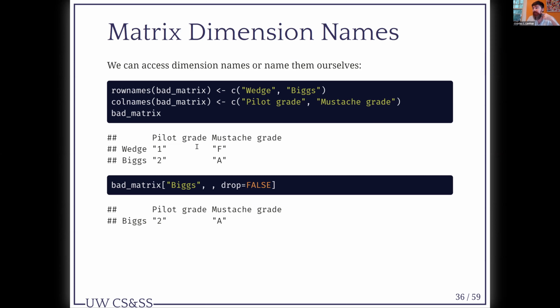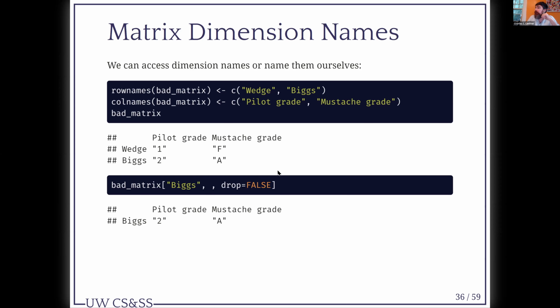I could subset this matrix over here. Let's say that I want bad matrix, give me only the bigs row, this one, and it will return to me 2 and A, the appropriate row. So I've subset this by name. I did drop equals false here, so it remains a matrix. If I didn't do drop equals false, it would lose the row names, okay?